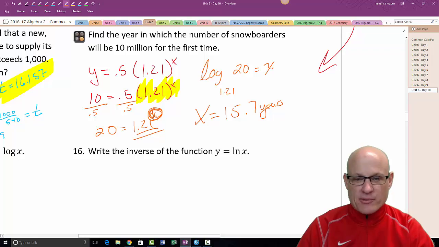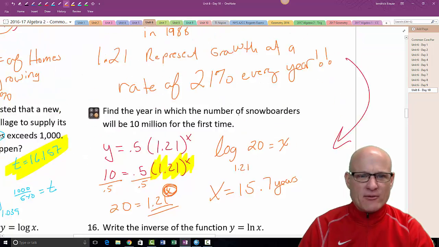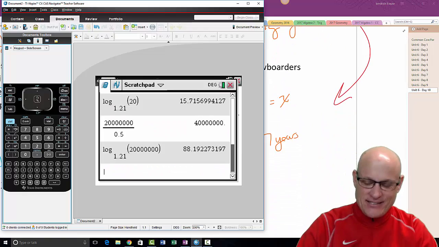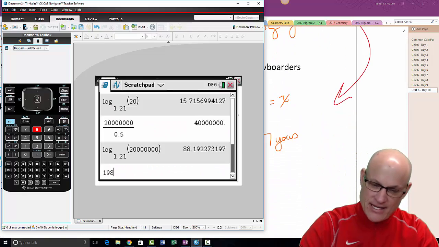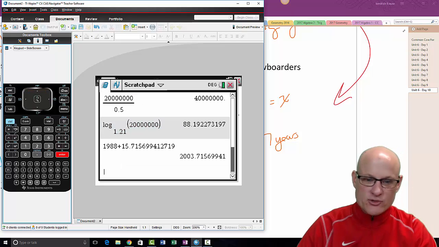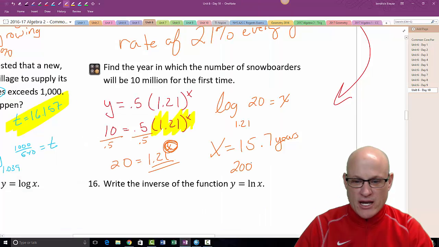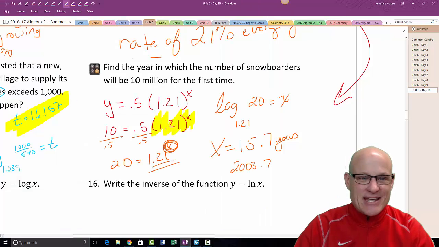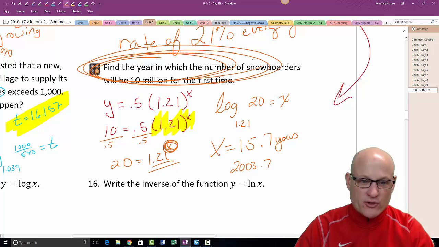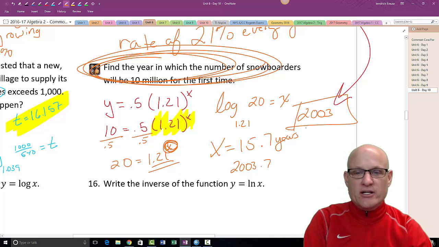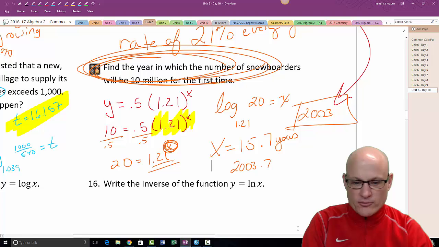So 15, I thought it was going to be bigger than that. 15.7, but the question says in what year, so you got to add 1988. 1988 plus this number up here, and we get 2003 and some change. So it's 2003.7. It said in the year in which the number of snowboarders. Don't round this. The answer is 2003. Sometime during 2003, we got to 10 million snowboarders.